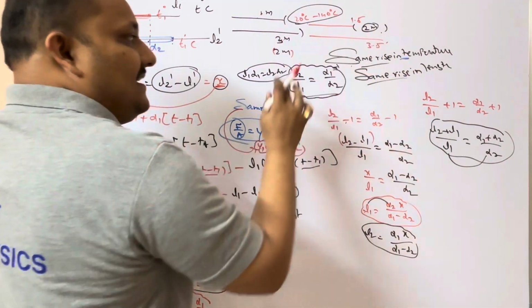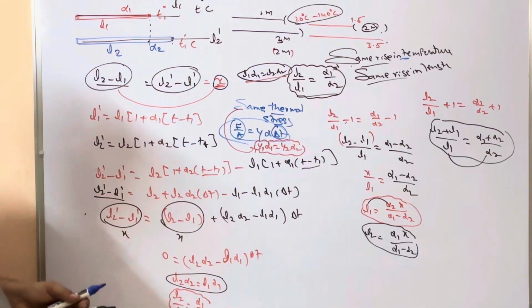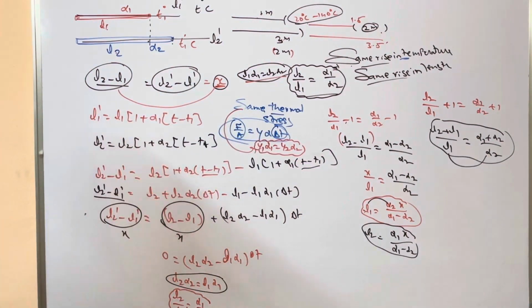For the same rise in length, L1 alpha 1 equal to L2 alpha 2. Like that, logically, if you remember, definitely you will remember. Otherwise, you will forget.